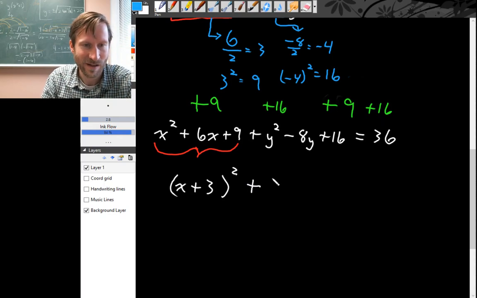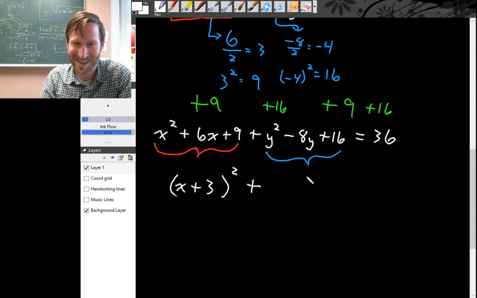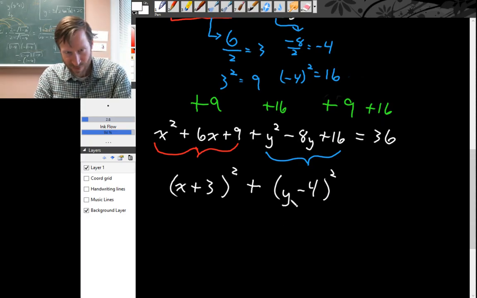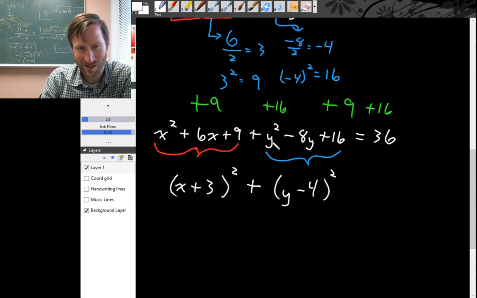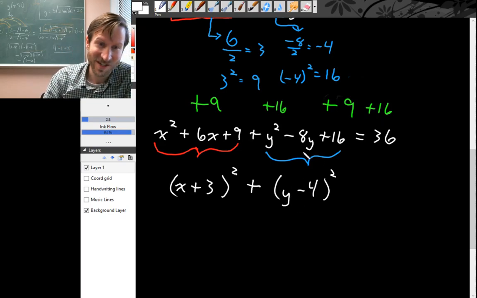Now let's look at the y terms. Well, you probably would guess that these are going to factor, and they do. These y terms are the square of (y minus 4). And again, check that. y times y is y squared. y times minus 4 is minus 4y. Minus 4 times y is minus 4y. So together that's minus 8y total. And then minus 4 times minus 4 is plus 16. And the right-hand side is 36.